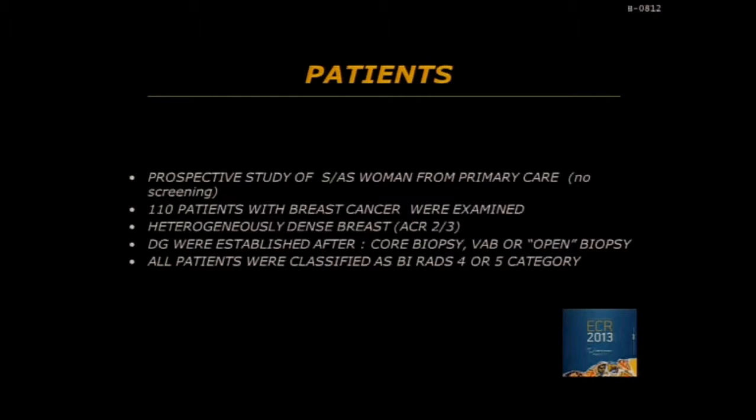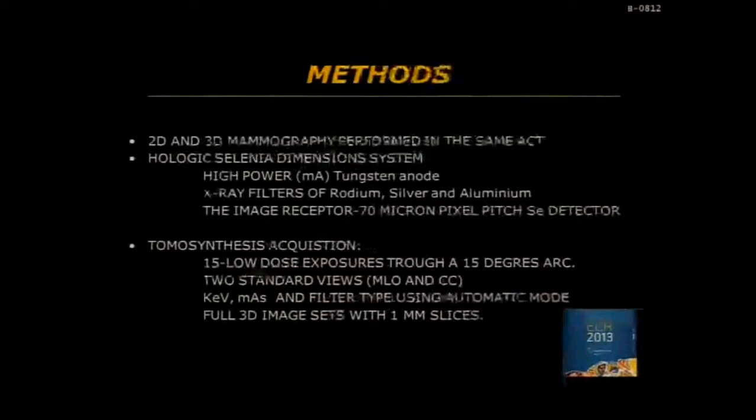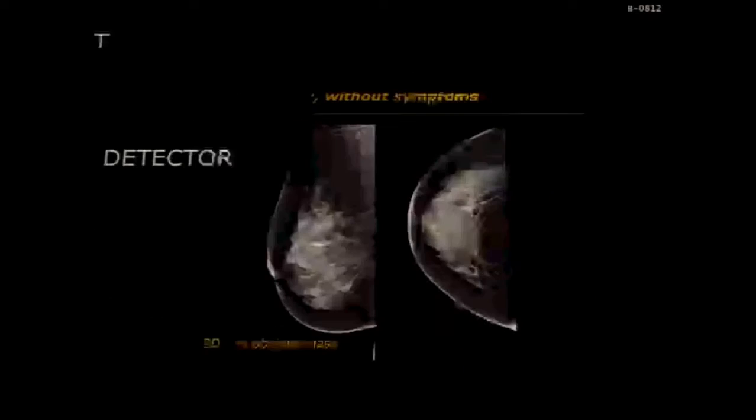All patients had histologically proven cancer with core biopsy, vacuum-assisted biopsy, or surgical biopsy. All the reports were classified in this group as BI-RADS 4 or BI-RADS 5 category. We performed the 2D and 3D mammography in the same act on a Hologic Selenia Dimensions system, with this technical data, in 2 standard views, MLO and CC.